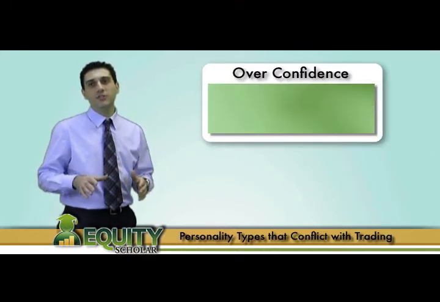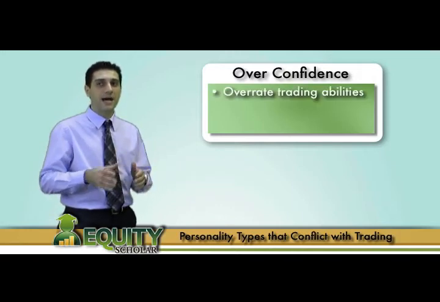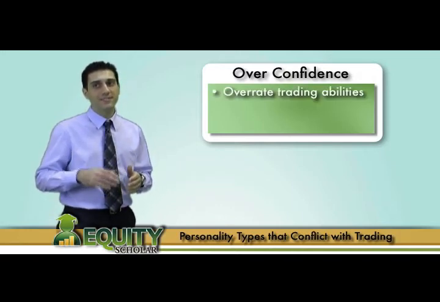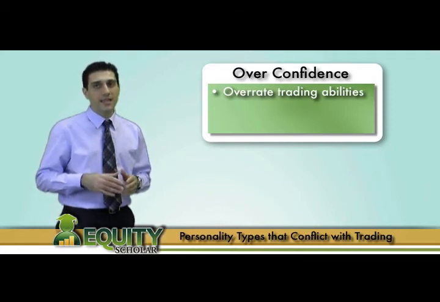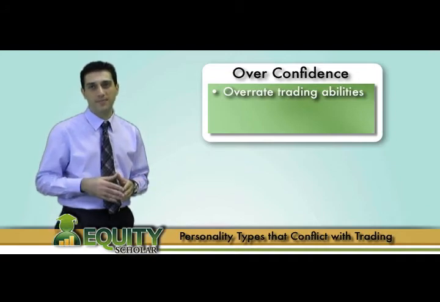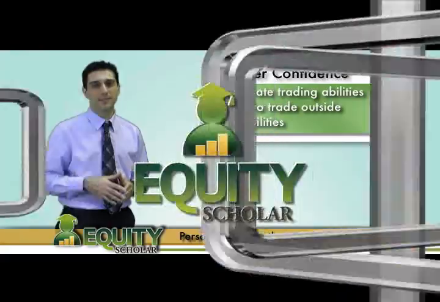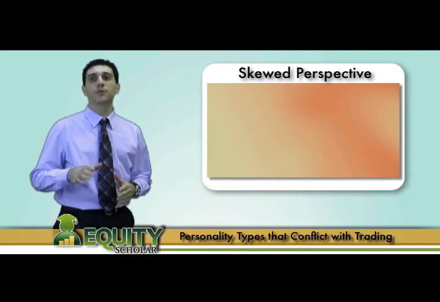Overconfidence. Researchers have found that often people have a tendency to overrate their abilities, knowledge, and skill. This proves especially true when trading. It is critical for traders to constantly seek and weigh quality feedback. Moreover, it is important not to trade outside your capabilities. And 2. A skewed perspective.